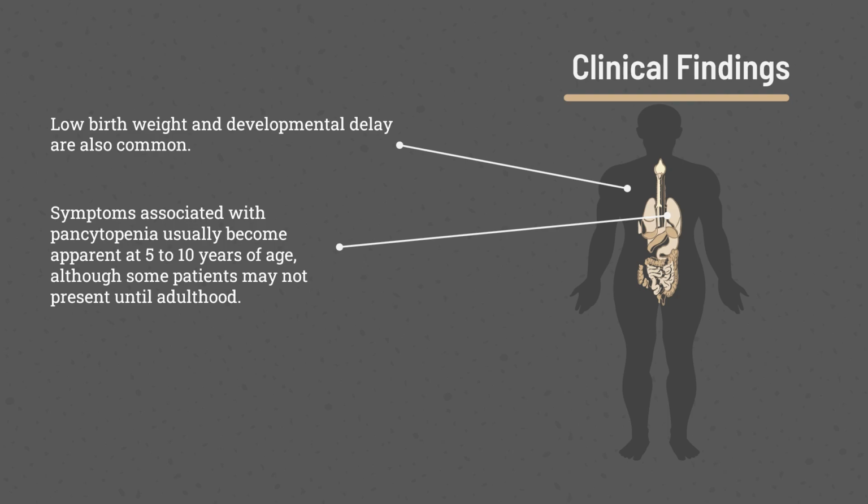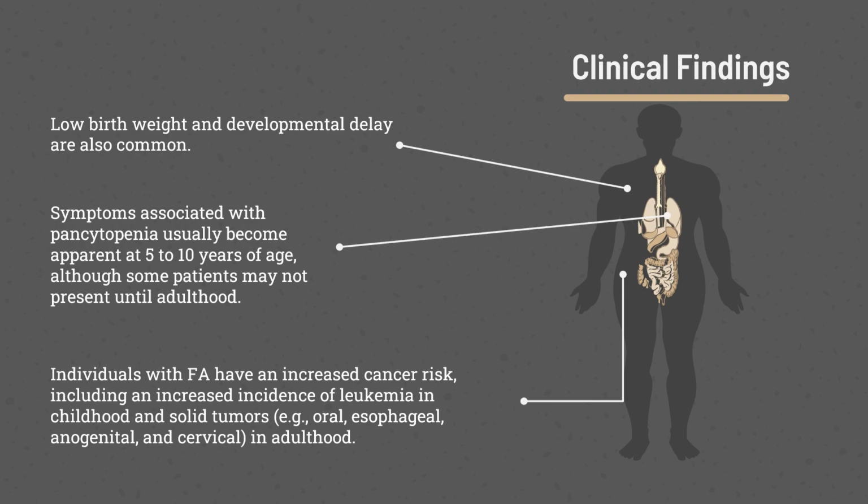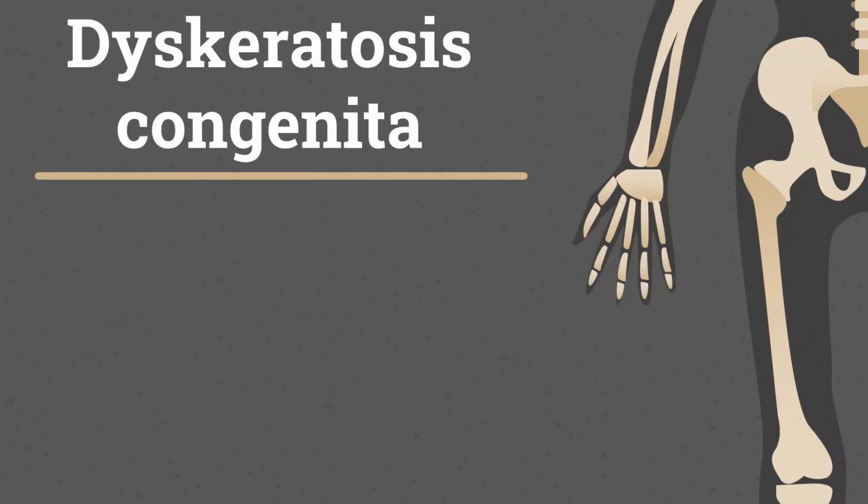Symptoms associated with pancytopenia usually become apparent at 5 to 10 years of age, although some patients may not present until adulthood. Individuals with Fanconi anemia have an increased cancer risk, including an increased incidence of leukemia in childhood and solid tumors in adulthood. In approximately 5% of cases, a malignancy is diagnosed before the Fanconi anemia is recognized.